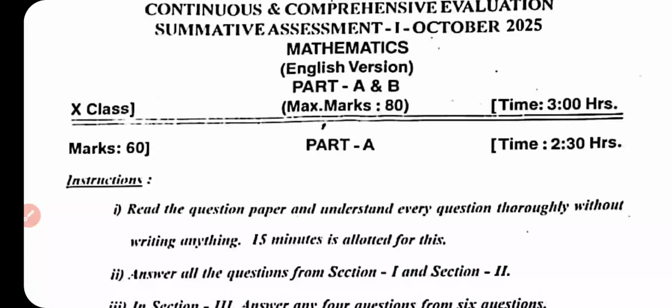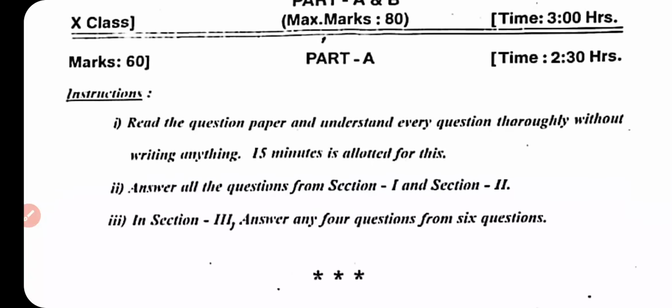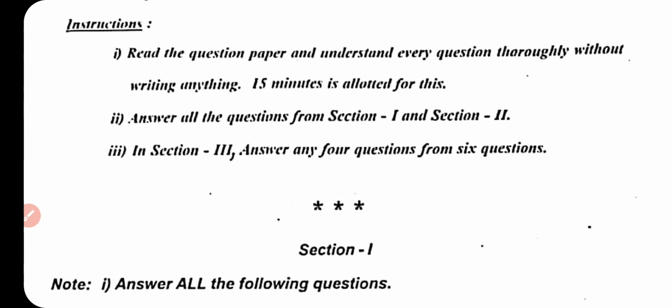Let's start the paper. Mathematics Part A and Part B. Max marks 80. Time duration 3 hours. Instruction: read the question paper and understand every question thoroughly without writing anything. 15 minutes is allotted for this. Answer all the questions for Section 1 and Section 2. In Section 3, answer any 4 questions from the 6 questions.